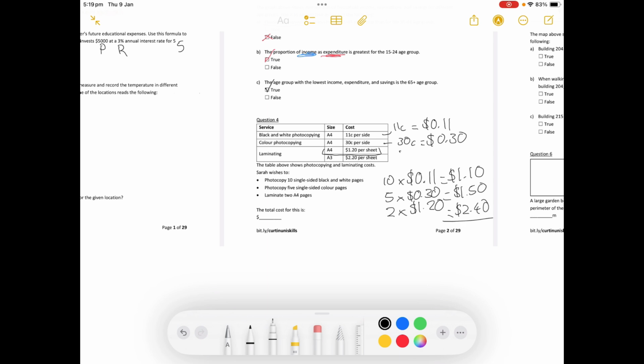Alright, now I'm going to add this all up. If you want, you can do it in a calculator because this is the calculator section. Alright, total cost for this should be $5. Simple. Alright.